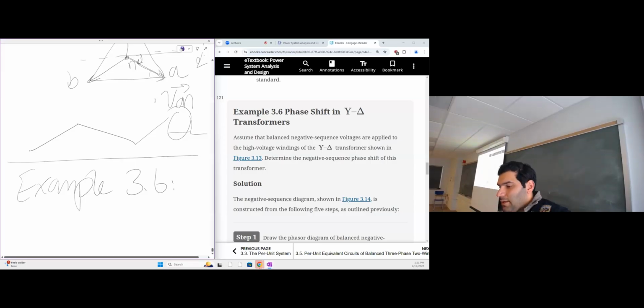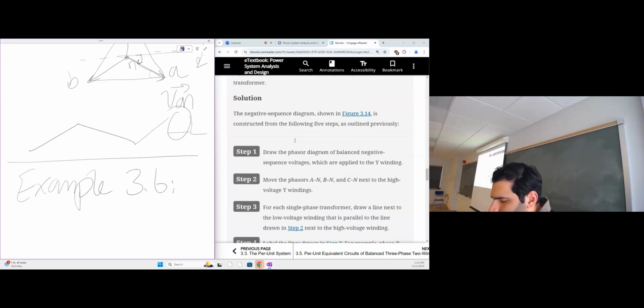Okay. Phase shift of Y delta transformers. Assume that balanced negative sequences are applied to the high voltage winding of the Y delta transformer shown in the figure. Determine the negative phase shift of this transformer. Well, they made one adjustment for us, which is that instead of positive sequence, we now have a negative sequence. And we'd like to repeat the same process to determine the angle. Okay? So my expectation is that it should be a 30 degree angle, but the polarity might change a little bit. Okay? So let's see what's happening.